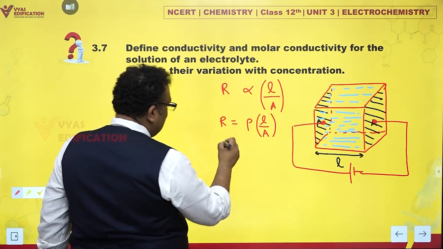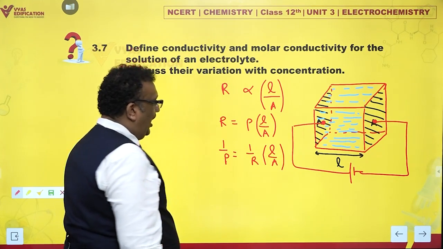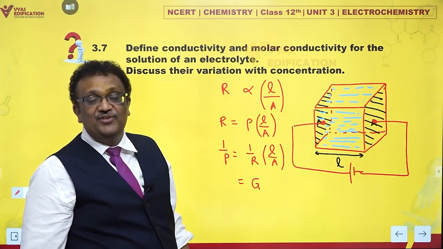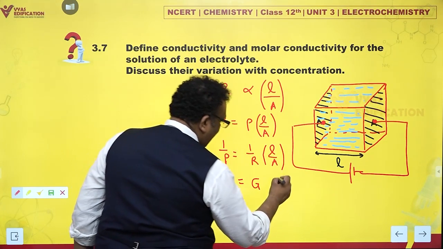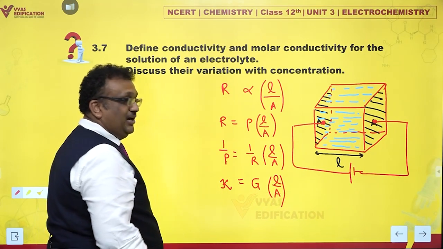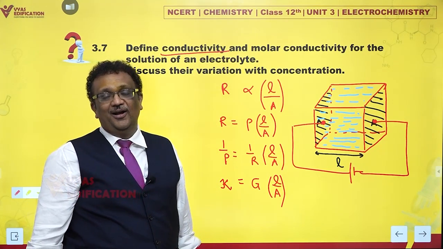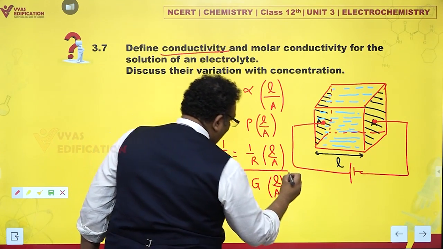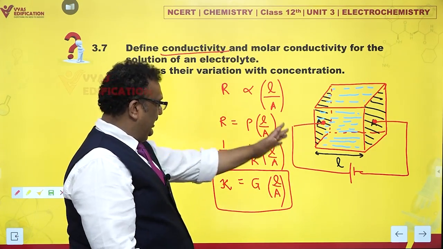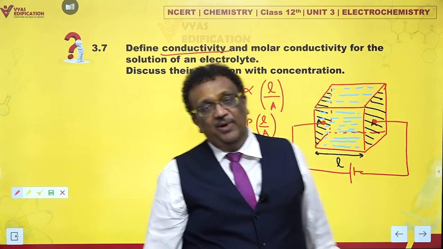In chemistry, we just take 1 by rho is 1 by R times L by A. R is resistance, so the reciprocal of R is defined as G, which is conductance. L by A is called, of course, the cell constant, and 1 by rho is denoted by a Greek letter kappa, and kappa is called specific conductance or conductivity. So what is conductivity? We have just managed to derive this, although it was not asked, because students usually find this tough. It's very easy. Kappa is G L by A.